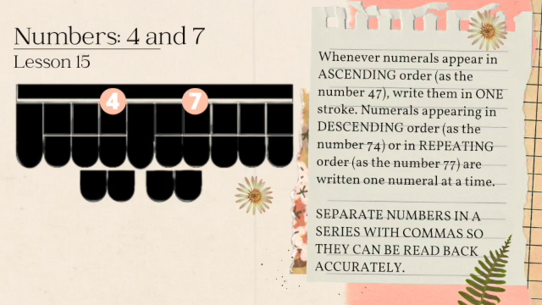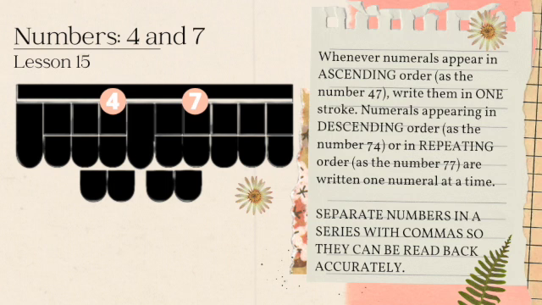The numerals appearing in descending order, as the number 74, for example, or in repeating order, for example, 77 or 44, are written one numeral at a time. Meaning to say, for the number 74, we type first 7 and then 4. For 77, we write 7 and then 7. For 44, we write 4 and then 4. So that is how we write ascending and descending order for numbers.